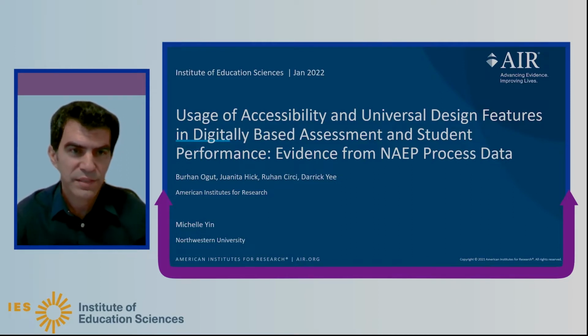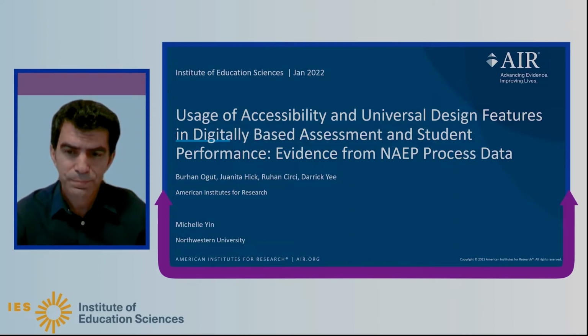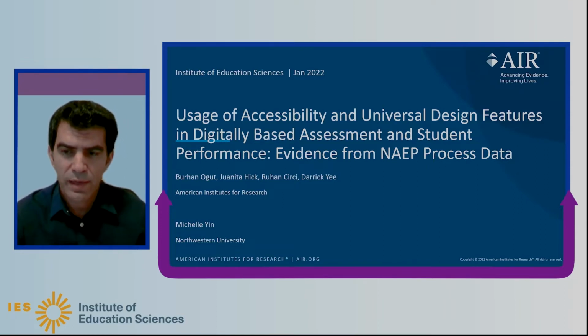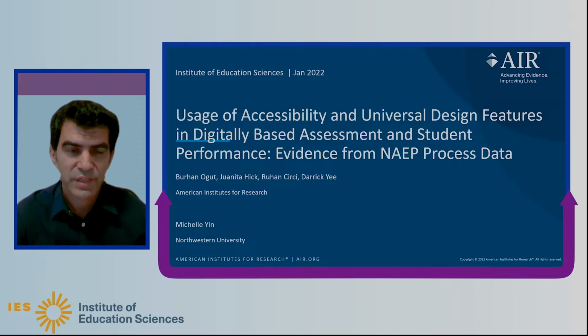I'm leading a project with Ruhan Chirji, whom you will hear from soon, that aims to systematically explore 2017 NAEP Grade 8 mathematics process data to provide empirical evidence on the utilization of accessibility features, including accommodations that are provided to students who have IEP or 504 plans, and universal design elements that are available for all students. We also explore how item characteristics, student characteristics, and school characteristics are related to utilization of accessibility features, and whether utilization of accessibility features relates to students' test-taking behavior and performance.